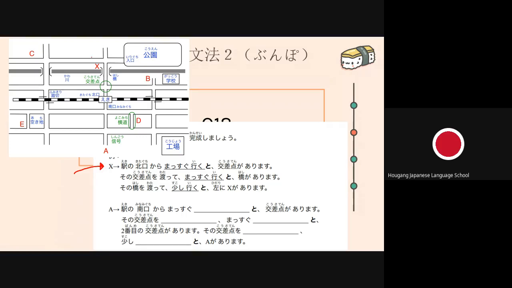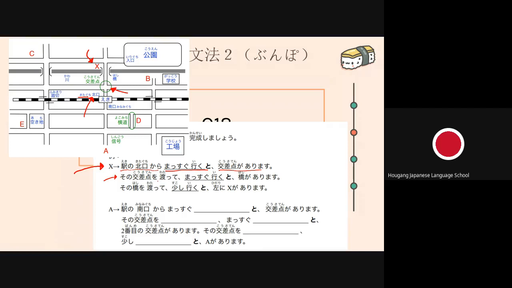X ni ikitai. I want to go to X here. Koko. Okay. Eki no, okay, I'm reading the sentence. Eki no kitaguchi kara, from the kitaguchi. What's kitaguchi? Kitaguchi. Okay, north exit or north entrance. I think you all should know, right? Your north south experience is quite good already. Okay. The train station's north exit, from there what happened? Massugu iku to. When you go straight, what happened? Kousaten ga arimasu. So there is a junction. So we are barely just left the station only. So kousaten. Okay, at that junction.